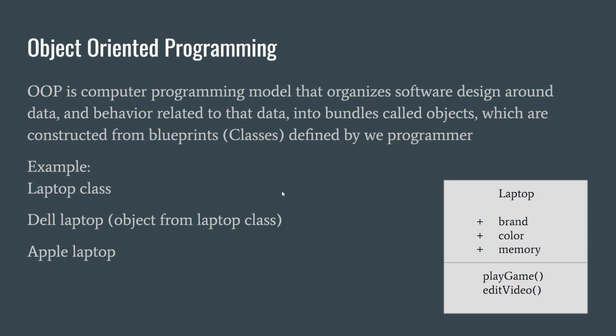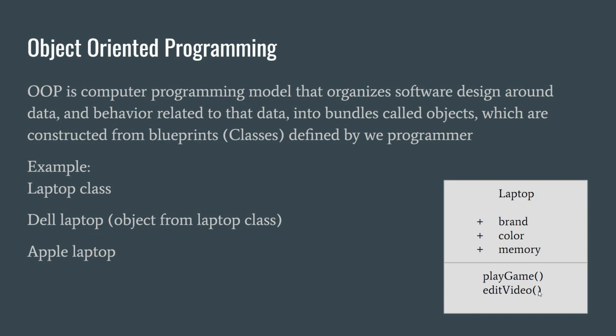So what are classes? Let's understand it by example, it's easier that way. Suppose we are building an application where we display different kinds of laptops. We define a class, which is generally the blueprint for that particular thing called laptop. It can be anything, and we organize all the data related to a laptop. A laptop has some brand, color, memory, and behavior, what the laptop does. I have just put two behaviors: play game, edit video.